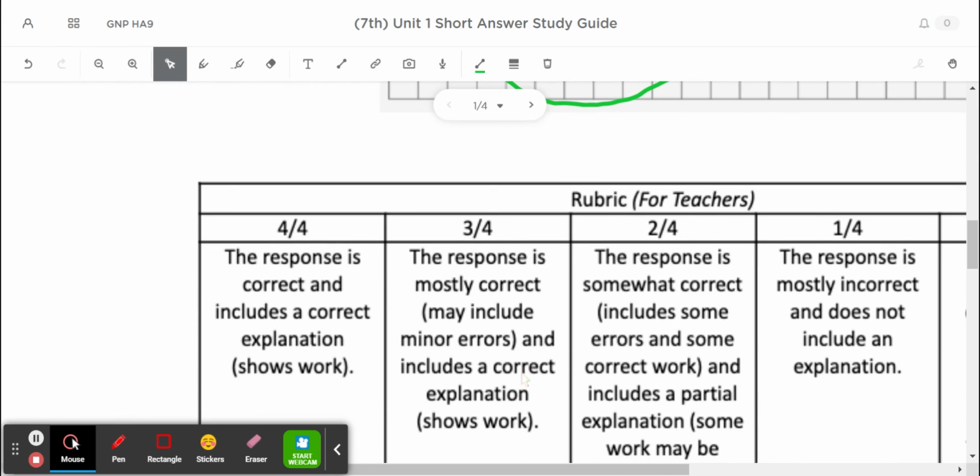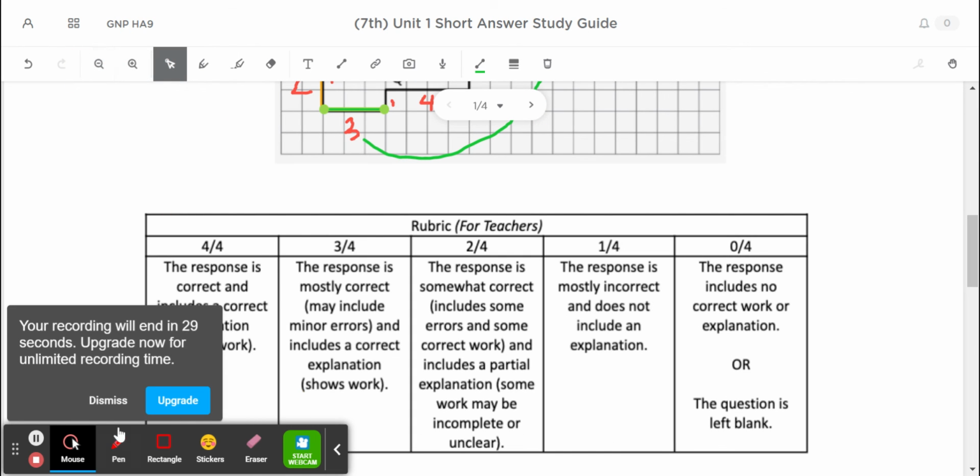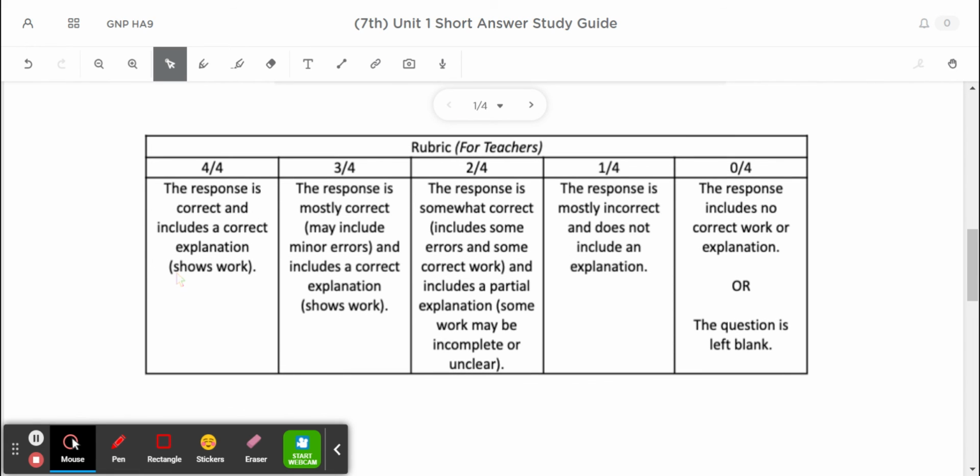Now at the bottom of each short response question, you'll notice a rubric, and this rubric is how I'm going to be grading you on the test. A 4 out of 4 is if the response is correct and you show your work. A 3 out of 4 is if you're mostly correct and you might have some small errors, but you're still showing your work. 2 out of 4 is kind of correct, you showed some work. And a 1 out of 4 is if you're mostly incomplete, but maybe you gave the question a try. Notice the importance of showing your work.